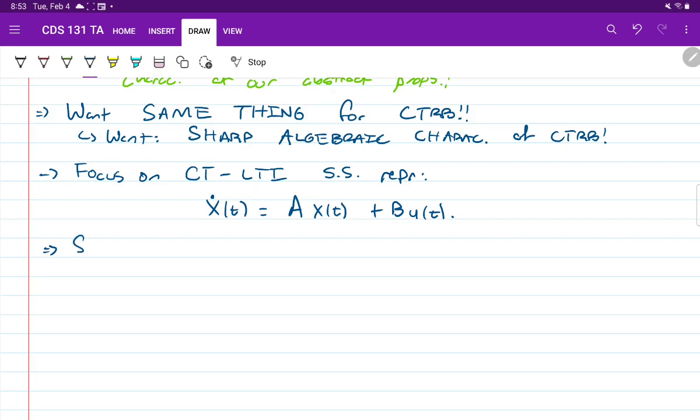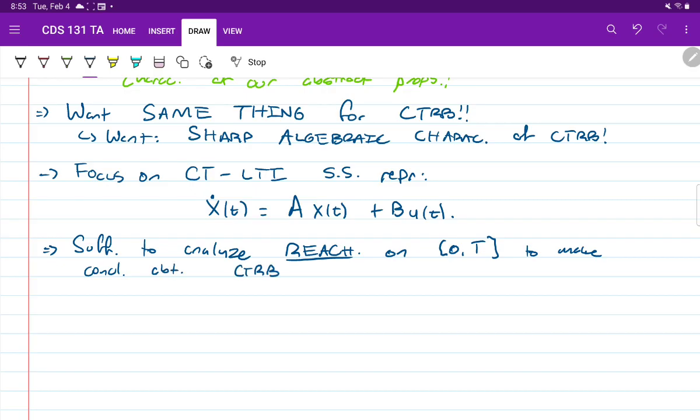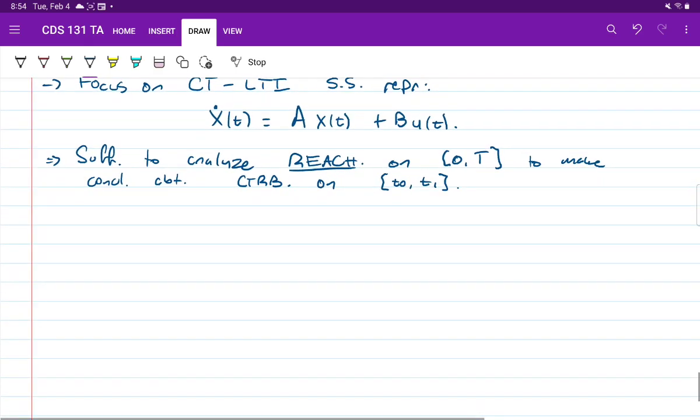Let's analyze a very basic plan of attack. Based off of what we said above, it's sufficient to analyze reachability on an interval 0, t to make conclusions about controllability on an arbitrary interval t0, t1, right? That's because this system does in fact have a linear and time invariant state transition map, okay? So with that said, let's get started on this problem of determining nice conditions for controllability of these systems, or excuse me, reachability of these systems, rather. So what do we do?